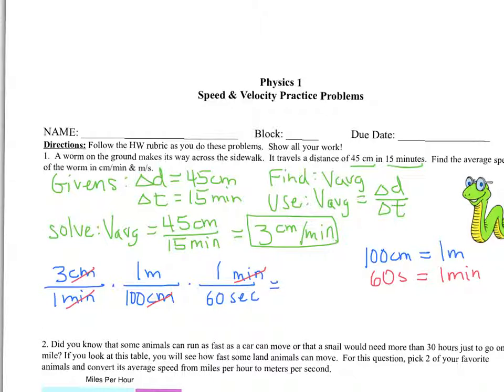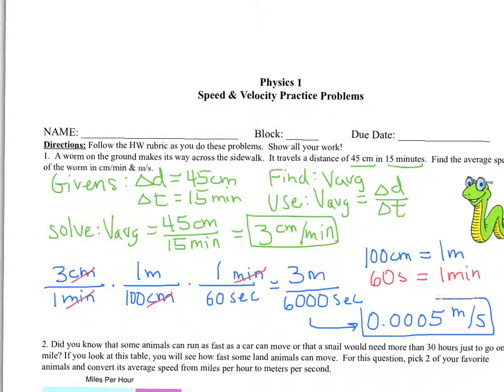And now I can just multiply my numerator, multiply my denominator. So 3 times 1 times 1, I'm going to get 3. And I'm left with meters divided by 1 times 100 times 60, so 6,000. And the units I have left are seconds. So if I do this on my calculator, I should get 0.0005 meters per second. And that is my answer for the second part of that question.